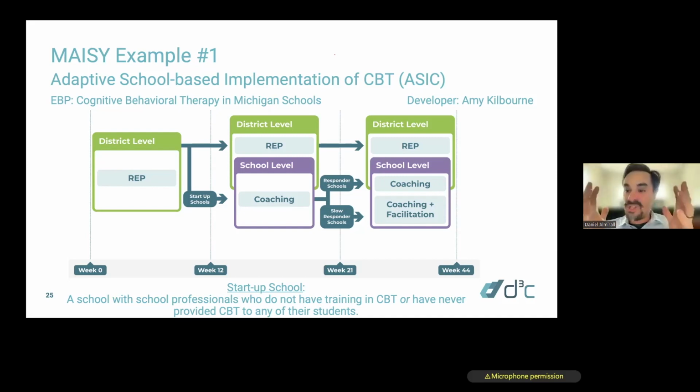And now you're doing coaching, and this is CBT skills coaching. So talk about mega bucks. The coach comes every day. They do their thing. They train them. They watch them. They give them feedback, the whole nine. It goes on for weeks. Okay. And then at week 21, so remember, at this point, all the schools are getting REP, and some of the schools are getting coaching. Everybody with me? All right.